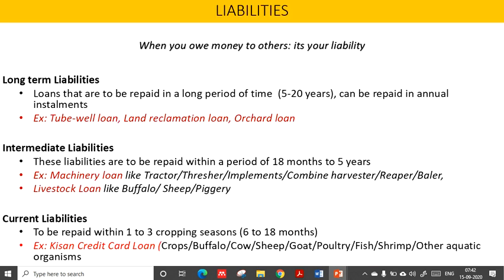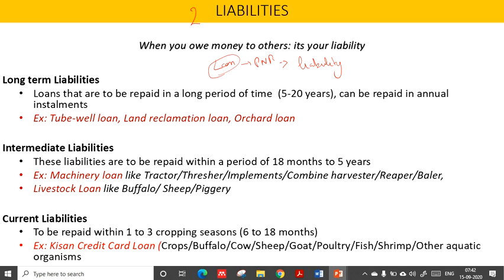The second part of the balance sheet is liabilities. When you owe money to others, it's your liability. Let's say you borrowed money from somebody, you took a loan from a bank, from PNB. You're supposed to repay it after some point of time. So it is your liability. Loans are of different types. They can be categorized into long term, intermediate and current.